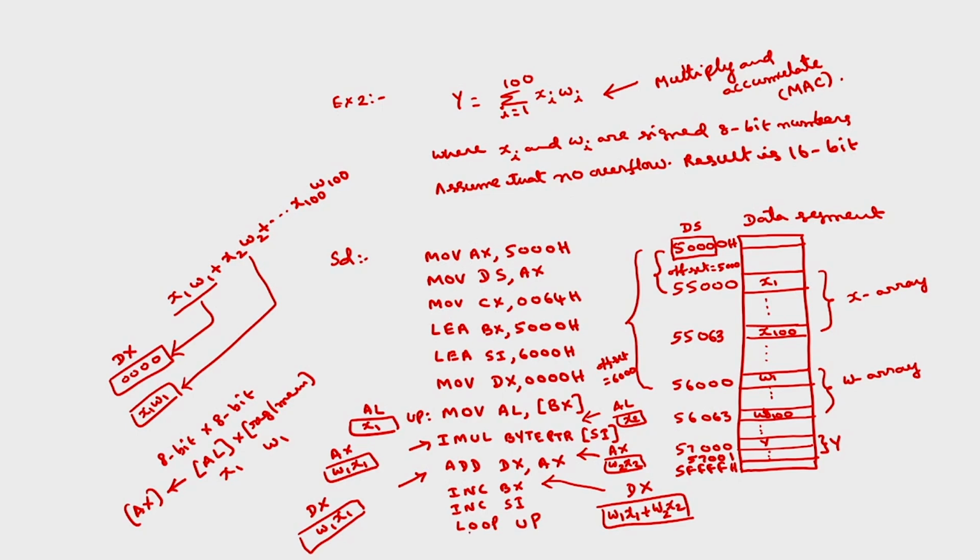Once it comes out of the loop, the result is there in DX. We have to store this DX into the memory. For that, you can write LEA BP, using the base pointer, with the offset where we have to store the result. From here to here, the offset is 7000.